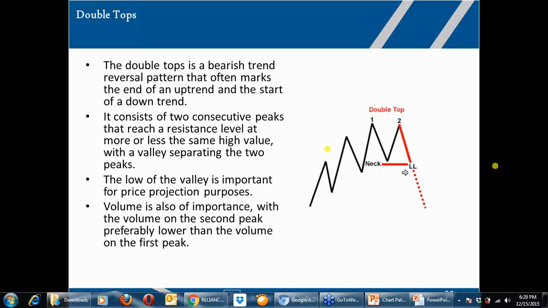We can marry it with the volumes, and then you will know that if the volume on the second peak is lower, then it adds to the speed of the decline. So let's go forward and see some examples now.